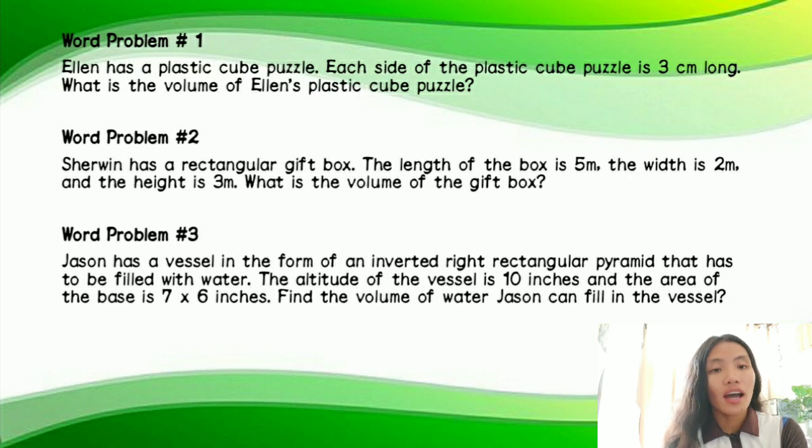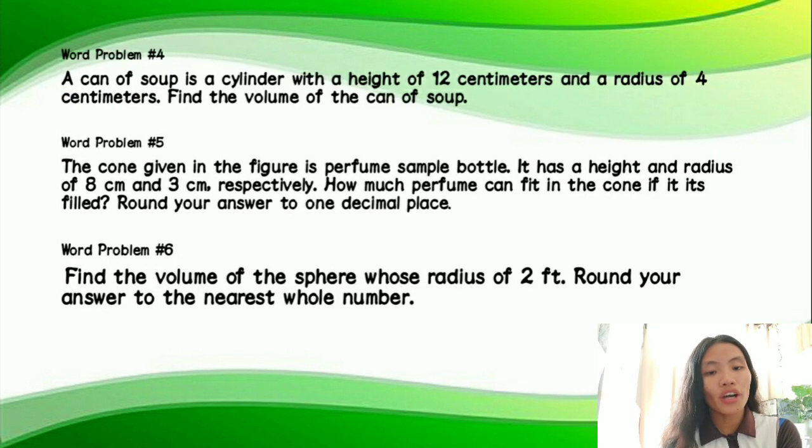Word problem number 4: a can of soup is a cylinder with a height of 12 centimeters and a radius of 4 centimeters. Find the volume of the can of soup.